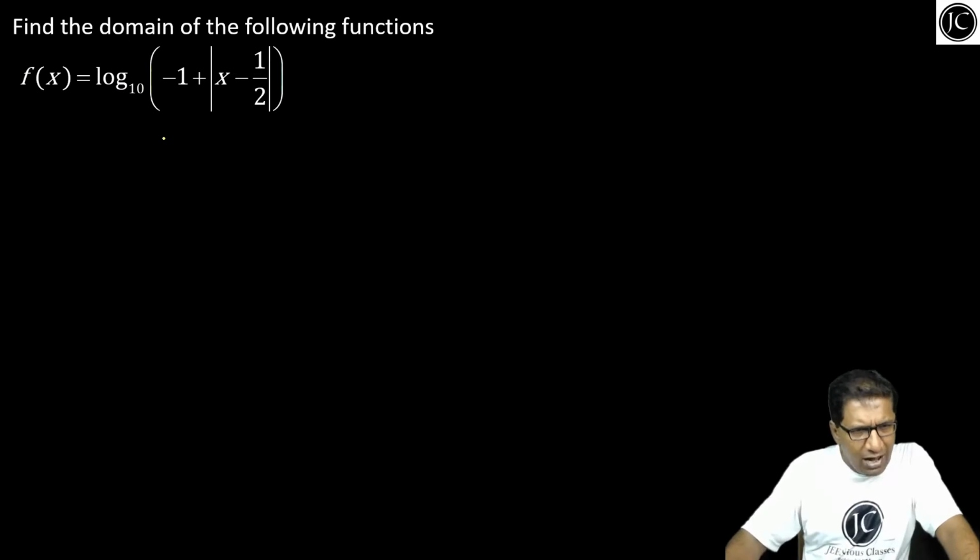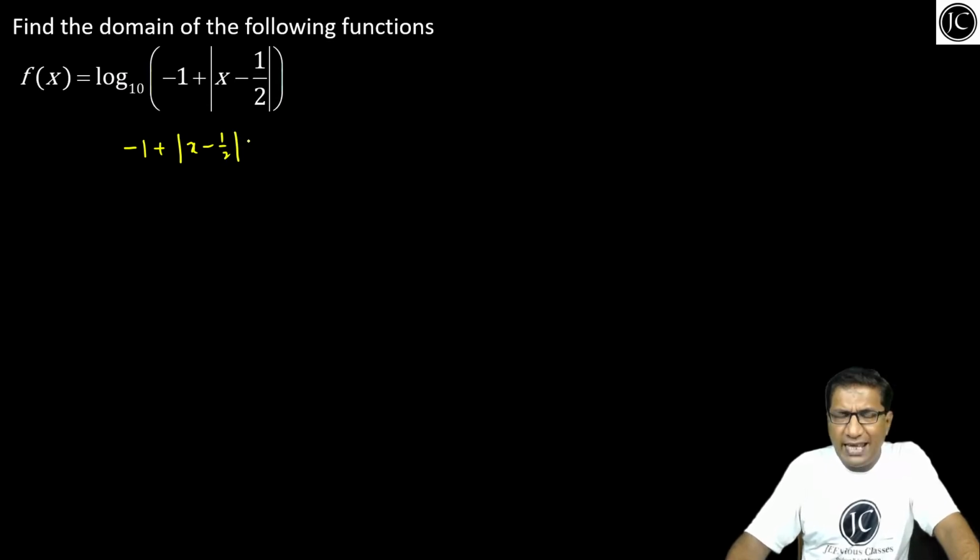Now, to define the function, the only thing that we have to do is this thing has to be greater than 0. Is it clear? This thing has to be greater than 0 because this is the term which is inside the log. So it must be greater than 0 to define the function.